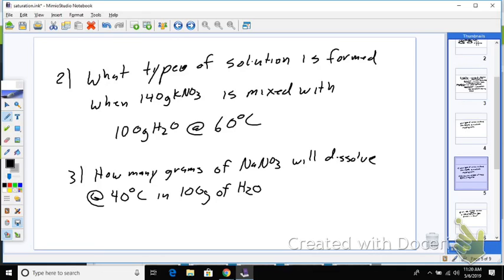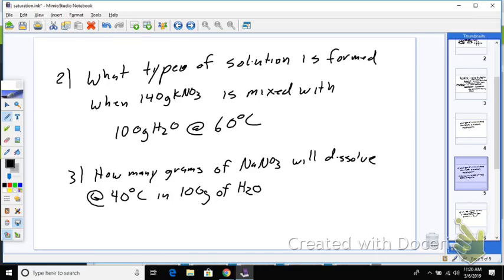So what type of solution is formed when 140 grams of KNO3 is mixed with 100 grams of water? So 140 is over. Yeah. So how much can it hold at 60 degrees? About, and that might be a guess amount, like 120. I don't know. You guys tell me. About 120? Oh, what did you say? KNO3. 112. Yeah, 112, precise. Okay. But we know it's probably supersaturated.